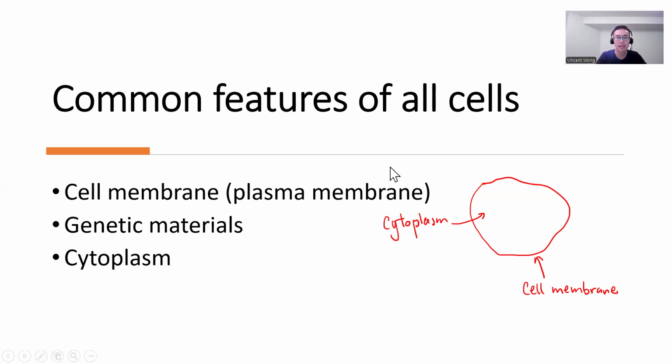They mean the same thing. And in addition to the cell membrane and the cytoplasm, you will have some genetic material, such as DNA. So regardless of what kind of cell you're talking about, it doesn't matter if it's a bacteria, a human cell, a plant cell, an amoeba, all of them are going to have these 3 features.